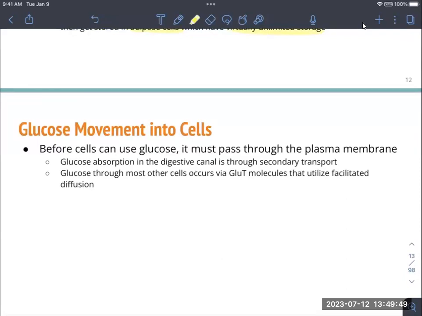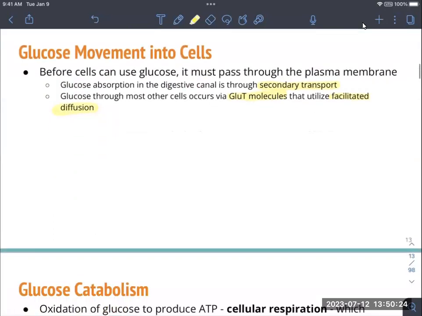Before we can use glucose, our cells need a way to get glucose inside of the cell. We absorb glucose in our digestive canal through secondary transport. Most of the time we use these GLUT molecules and we utilize facilitated diffusion to get glucose across the cell's membrane so we can start the process of making energy.